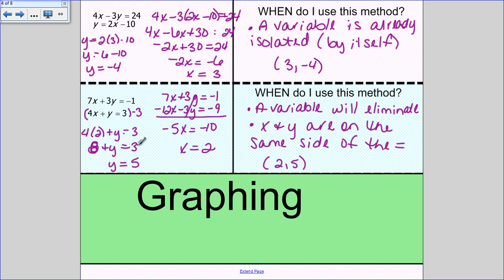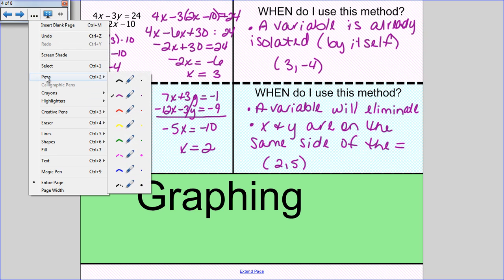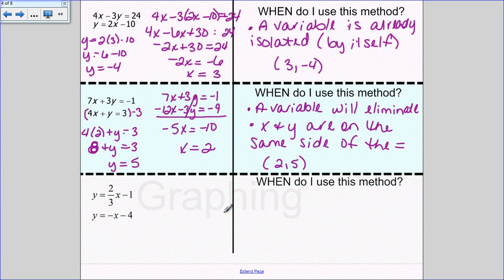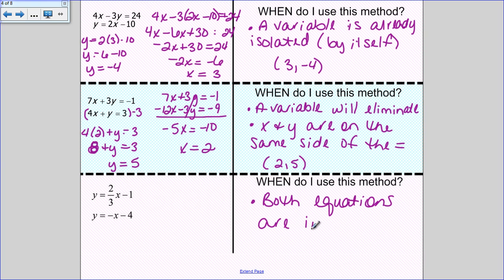And so the reason I chose elimination for this one is because both equations had x and y together on the same side of the equal sign, made it easy to multiply by something and eliminate. Now graphing is the last one. Graphing is easiest to use when both equations are given to you in this form. When both equations are already in slope-intercept form, so they both are already y equals mx plus b format, then graphing is the best thing to use. That is not the only time you can do graphing, but that's certainly the easiest, quickest time to do it.